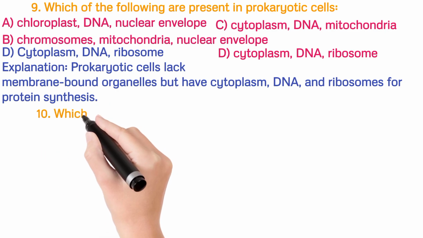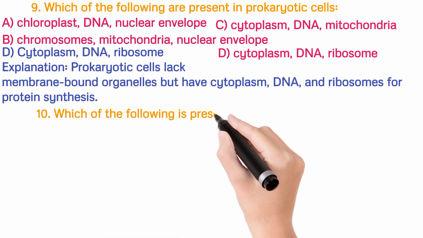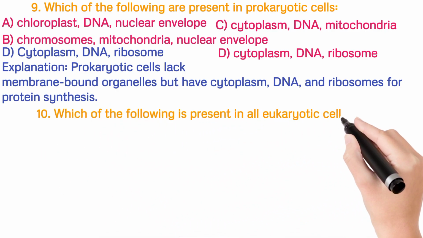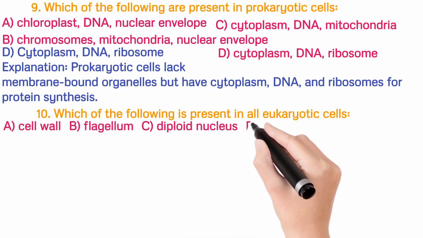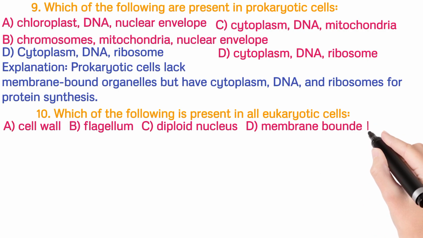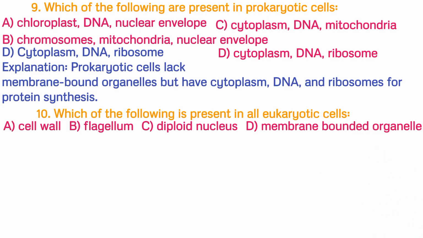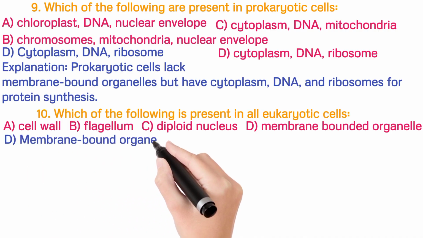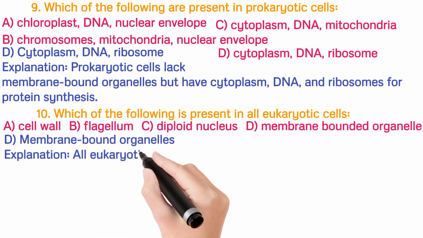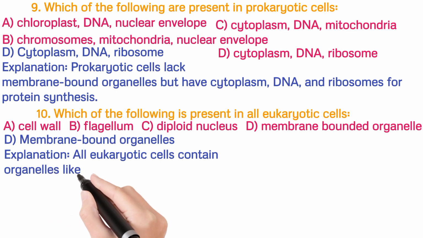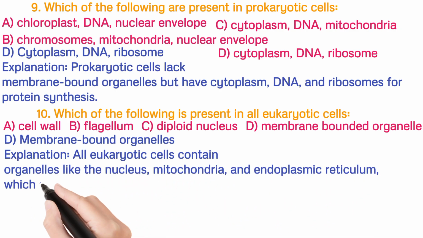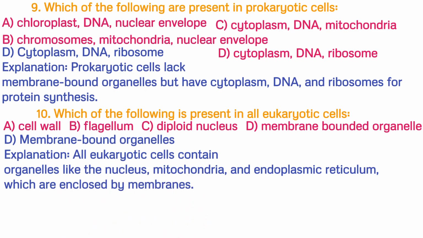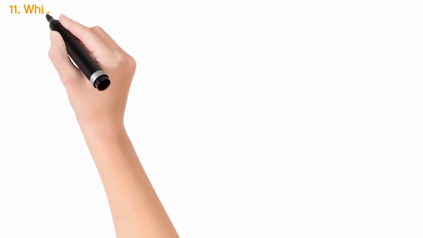10. Which of the following is present in all eukaryotic cells? A. Cell wall. C. Flagellum. B. Diploid nucleus. D. Membrane-bounded organelles. And the correct answer is D. Membrane-bound organelles. Explanation: all eukaryotic cells contain organelles like the nucleus, mitochondria, and endoplasmic reticulum, which are enclosed by membranes.